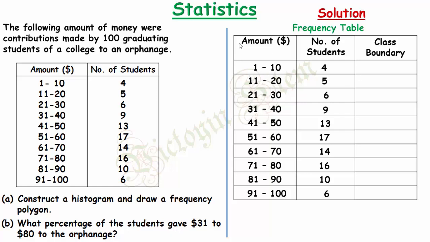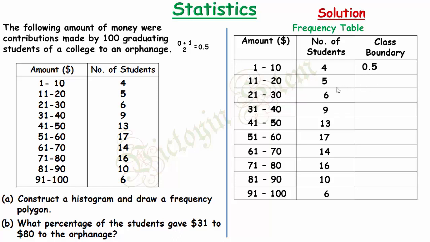So to figure out this first value, I'll write out my 0, which is the upper class limit of the class that we assume exists before the first class, plus the lower class limit of the first class, which is 1, divided by 2, and the answer is 0.5. That will be the lower class boundary of the first class.